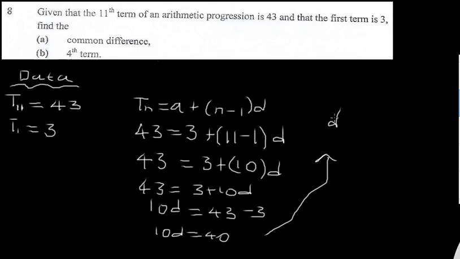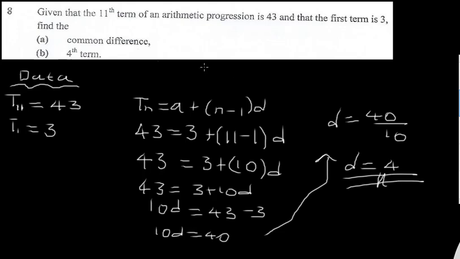D equals 40 divided by 10, right? And therefore D equals 40 divided by 10 gives us a 4. So the common difference therefore is 4. So this is quite easy. All you have to do is collect the data, remember the formula, insert the correct data at the correct position, and from there it's just downhill. All you have to do is just work it out and do the math.